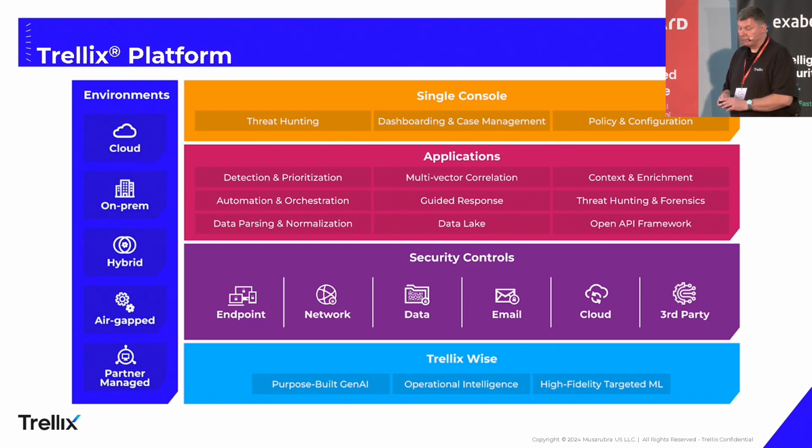You can see that we have a wide range of security controls in our architecture, whether that's endpoint, network, data, email, cloud, or third party, and they all work together, and we can use the telemetry and the data to good effect using things like GTI, or Global Threat Intelligence database, and Threat Intelligence Exchange as well for the exchange of data.